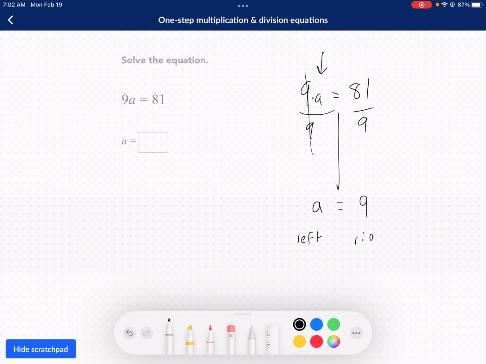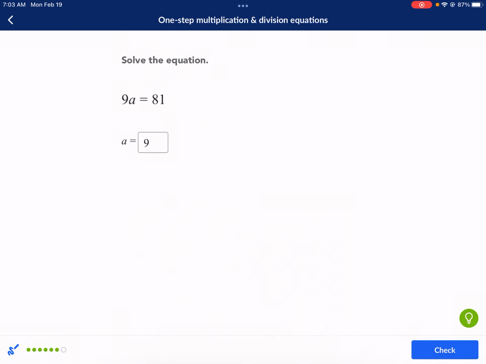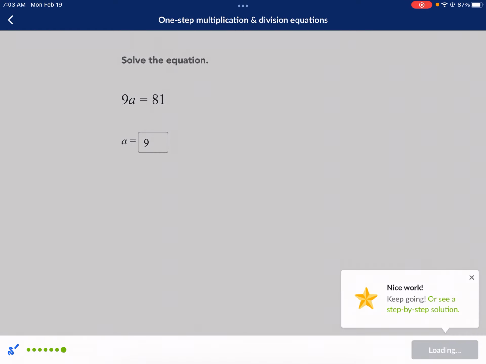So this is the inverse of the question we started with. Okay, and we get, well, not the same answer, but a similar situation setup. And I have a equals 9 on the right side, and that's my final answer. I can check it by doing, does 9 times 9 equal 81? Yes, it does. And I'm finished.